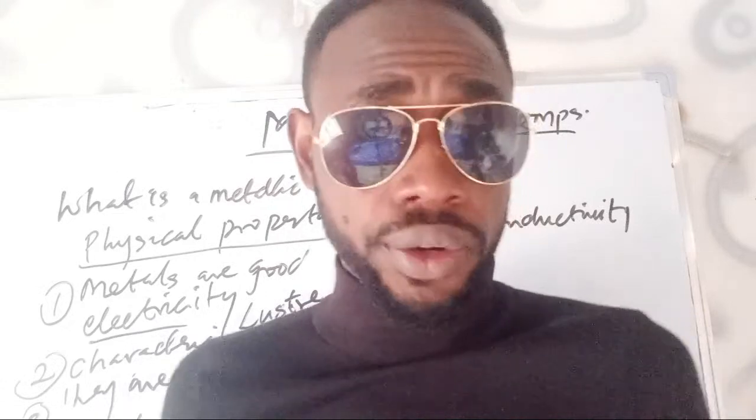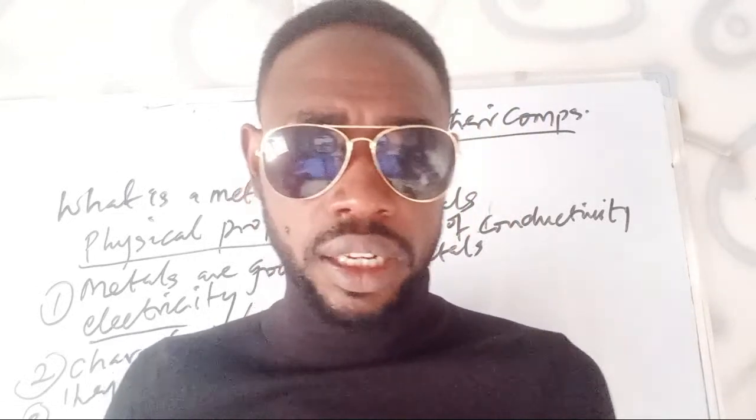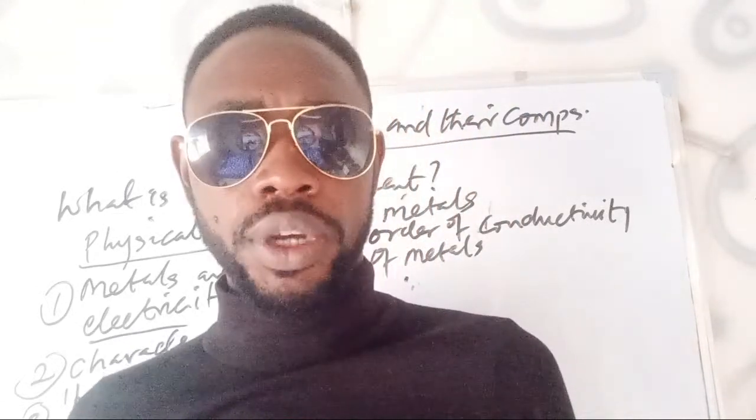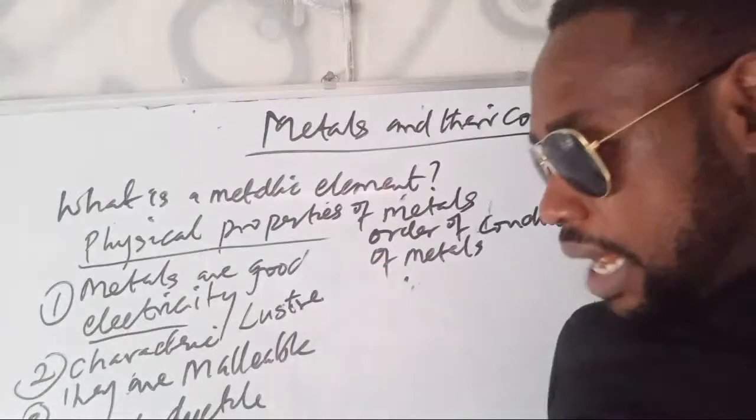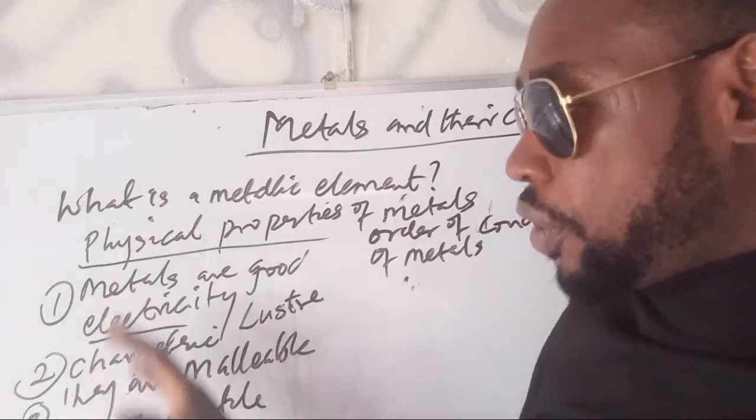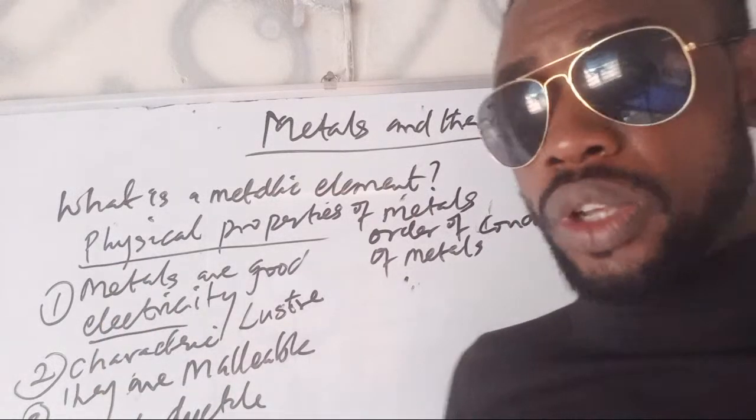Then we said that metals are solids at room temperature. What about mercury? Mercury is a metal, but it is actually a liquid at room temperature. So that makes this no longer correct for all metals. Not every metal has all these properties that we just mentioned.